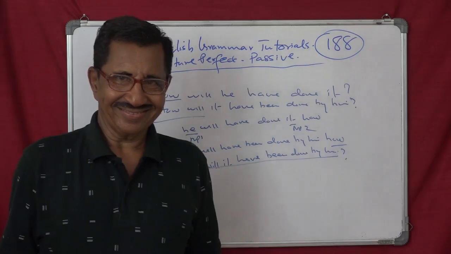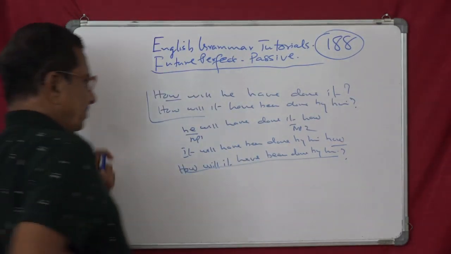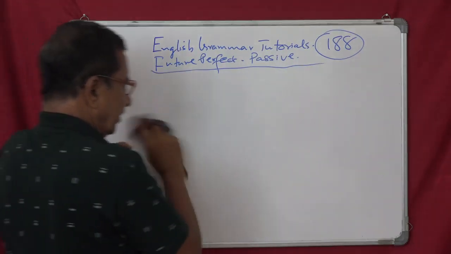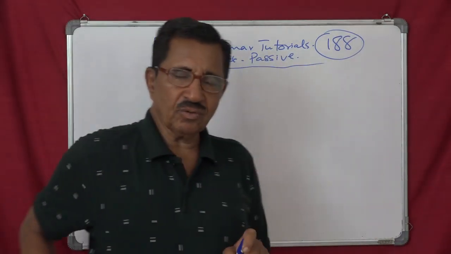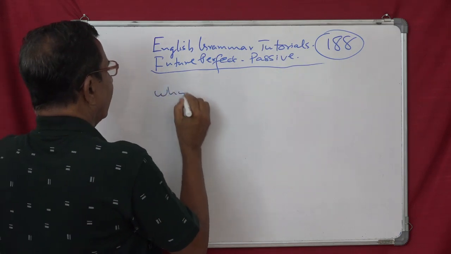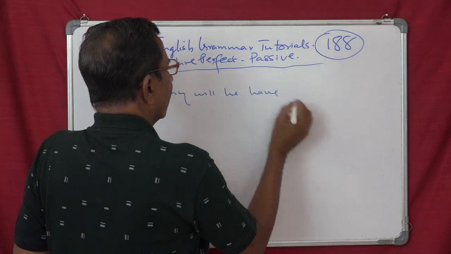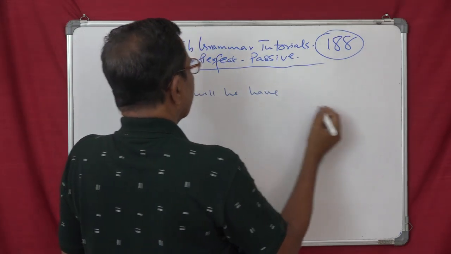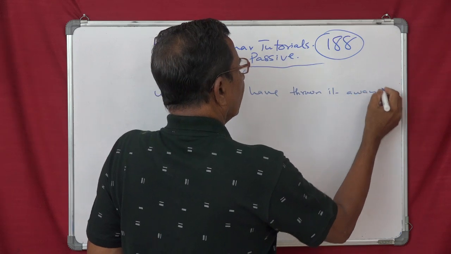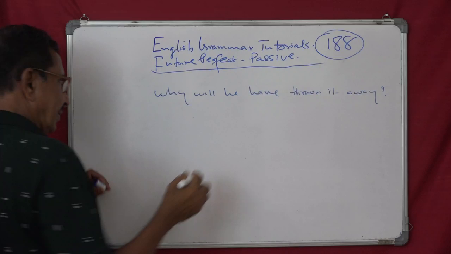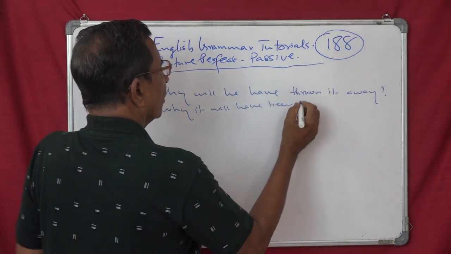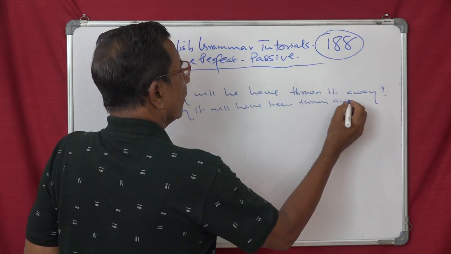See. Clear? Yes. We need to do one more, because very often this is the problem area for students: how to change a WH question into passive voice. We did one with how. So, where? Or when? Or why? Why will he have thrown it away? So the answer will be, why will it have been thrown away.